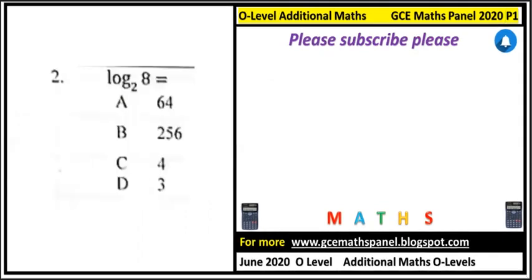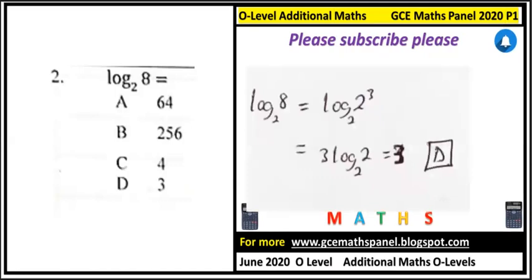Log 8 base 2 equals, here we can express 8 as 2 to the power 3. And using the laws of indices, we can further simplify as 3 log 2 base 2. And log 2 base 2 is 1. So 1 times 3 gives us 3. The key here is D.